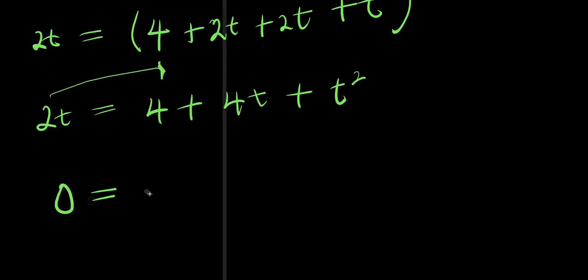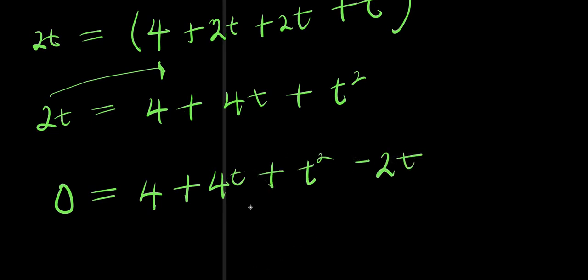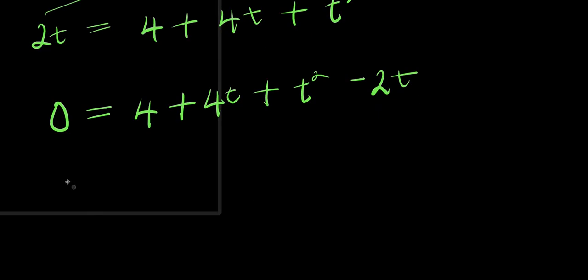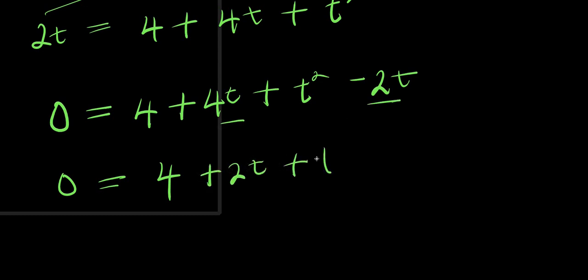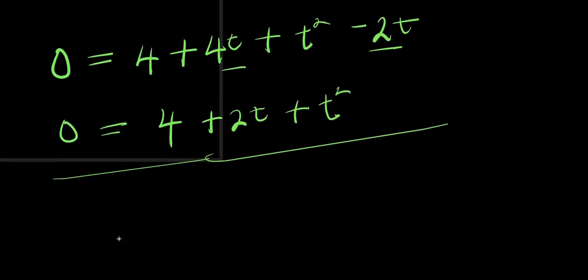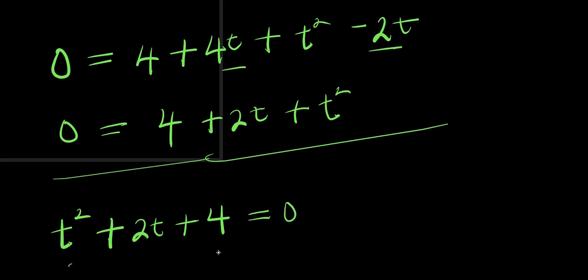I'll have 0 equals 4 plus 4t plus t squared. This becomes minus 2t. So from here, f0 equals 4, 4t minus 2t. This is 2t plus t squared. Let's rearrange this equation. We have t squared plus 2t plus 4 equals 0.